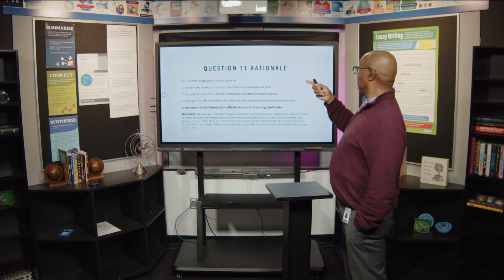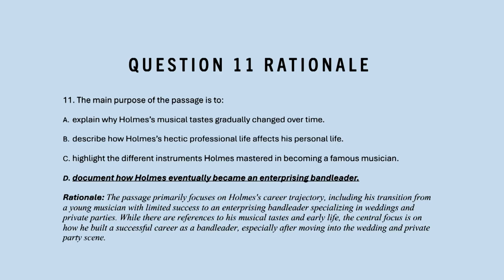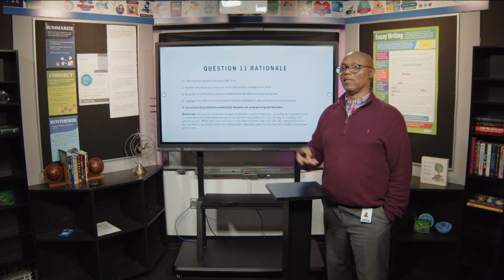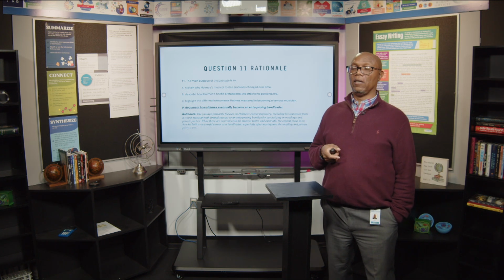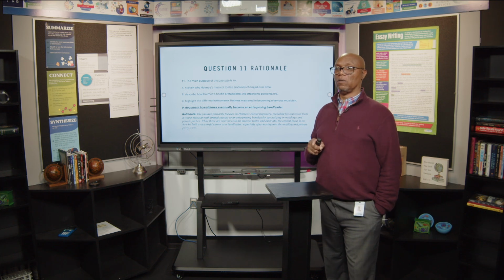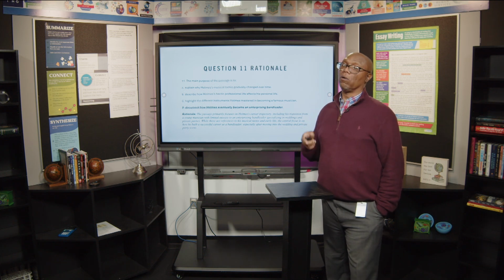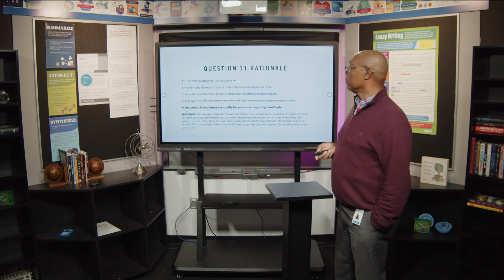So the main purpose of the passage was, and D would be the best answer, to document how Holmes eventually became an enterprising band leader, because he didn't set out to be a wedding band leader or wedding musician. He eventually morphs into that over time. Before then, he does all sorts of things. He's a producer, he is a limo driver, he does every job under the sun because that's the way he was raised. The very first paragraph talks about his work ethic and how he had so much ambition because his family emphasized ambition in the household he grew up in.